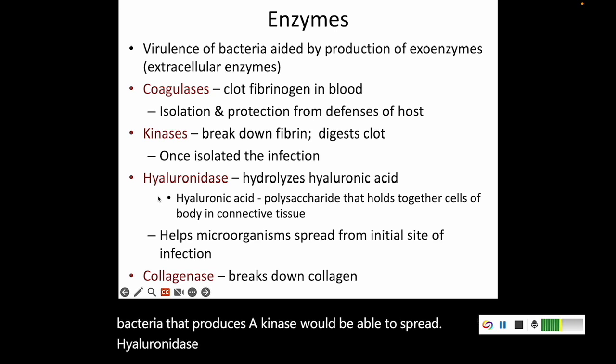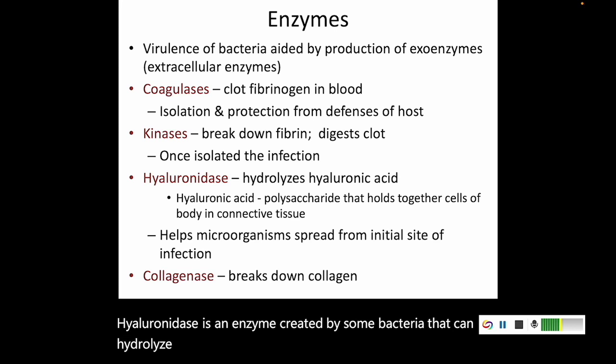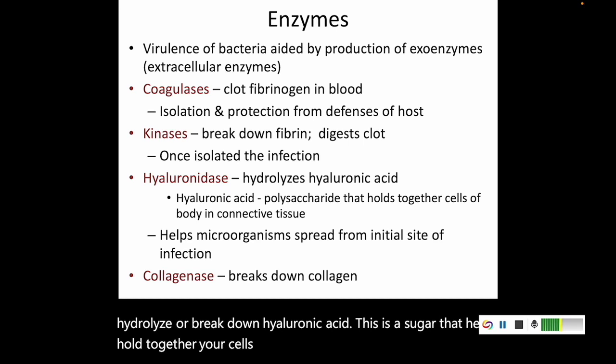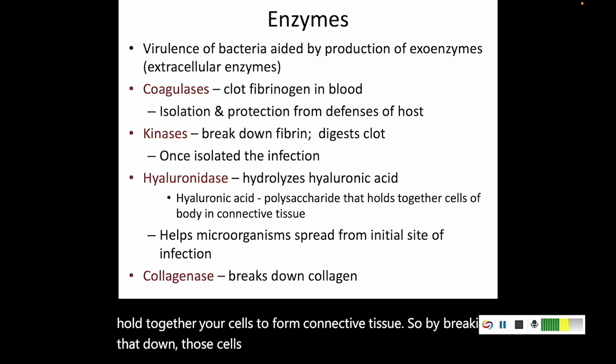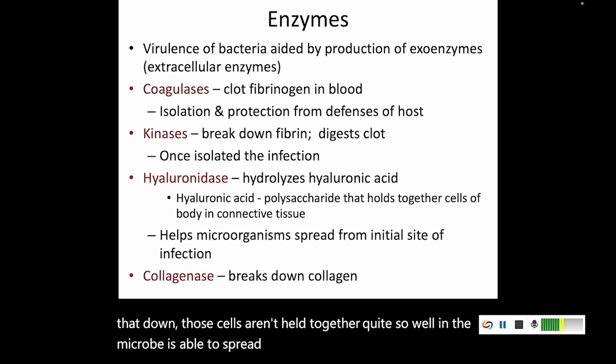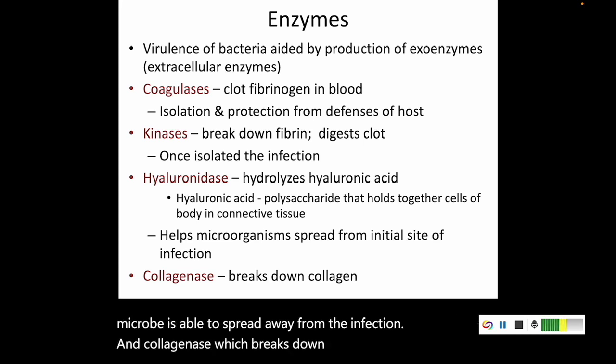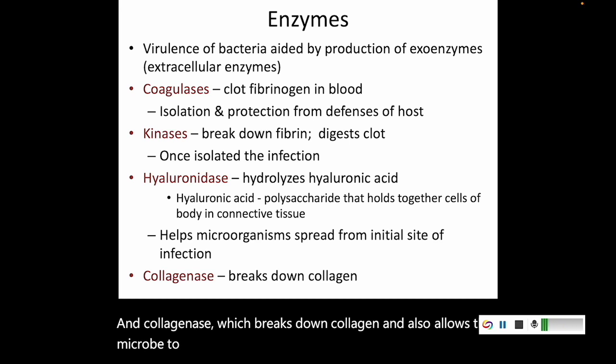Hyaluronidase is an enzyme created by some bacteria that can hydrolyze, or break down, hyaluronic acid. This is a sugar that helps hold together your cells to form connective tissue. So by breaking that down, those cells aren't held together quite so well, and the microbe is able to spread away from the infection. And collagenase, which breaks down collagen, also allows the microbe to spread.